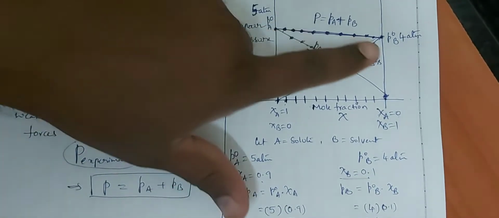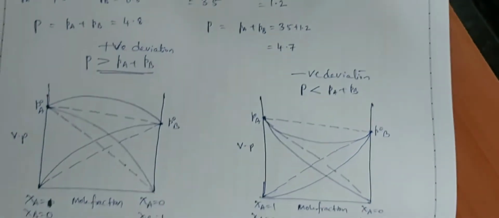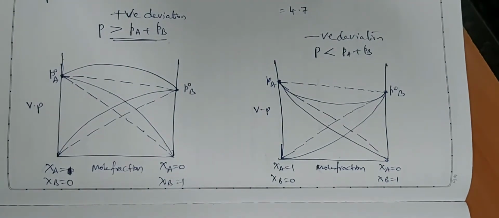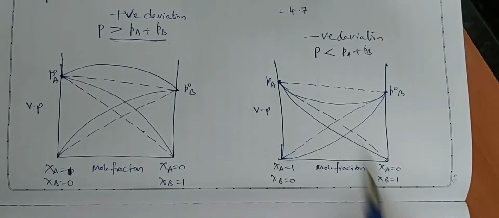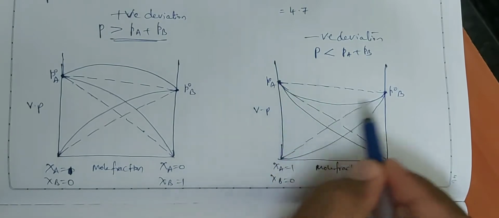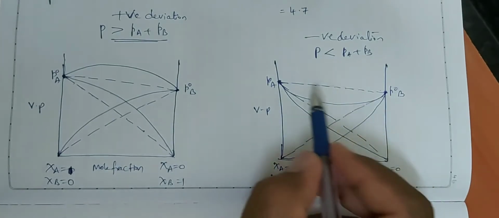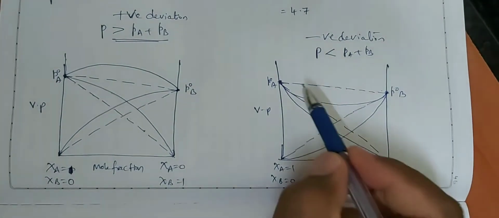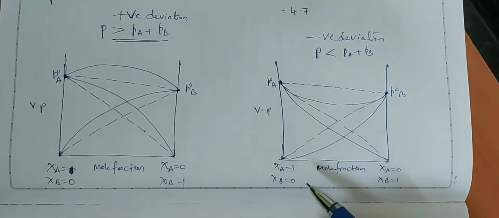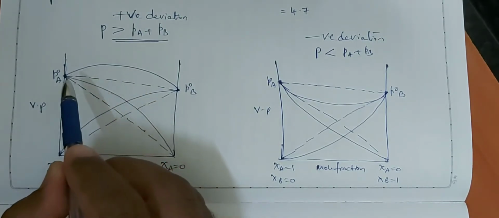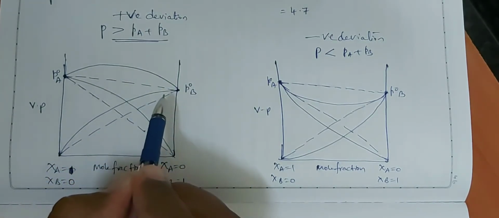This is representing ideal solution, straight lines. These are showing negative deviation from Raoult's law and positive deviation. This is negative deviation from Raoult's law. This is positive deviation from Raoult's law. These dotted lines are representing if they follow Raoult's law. That means idealness. This is below that one. It will show actual value is this one only. Experimental value. This is expected. When experimental value is less than expected value, it will show negative deviation. When experimental value is more than expected value, it will show positive deviation.